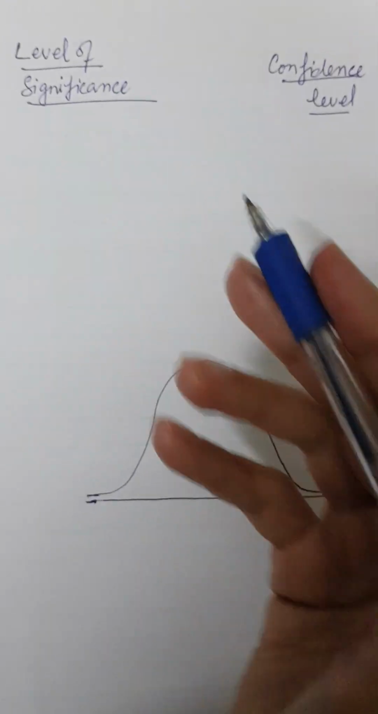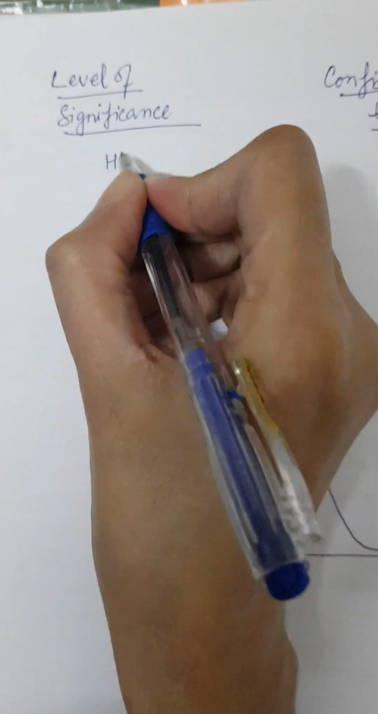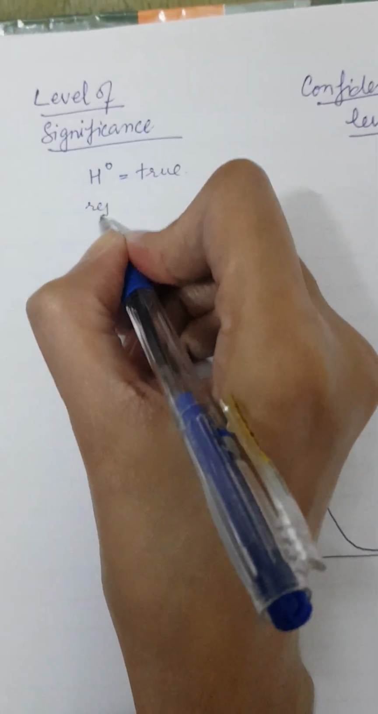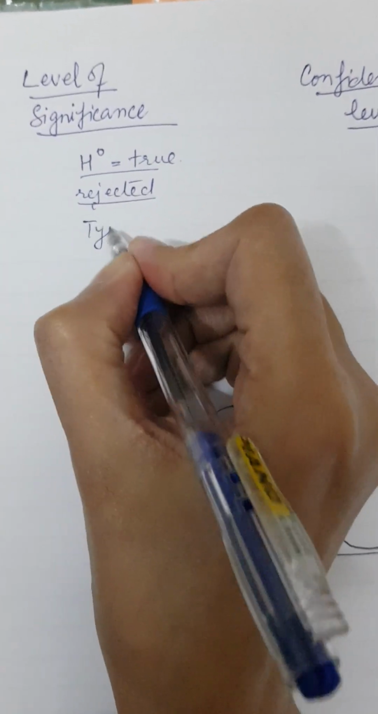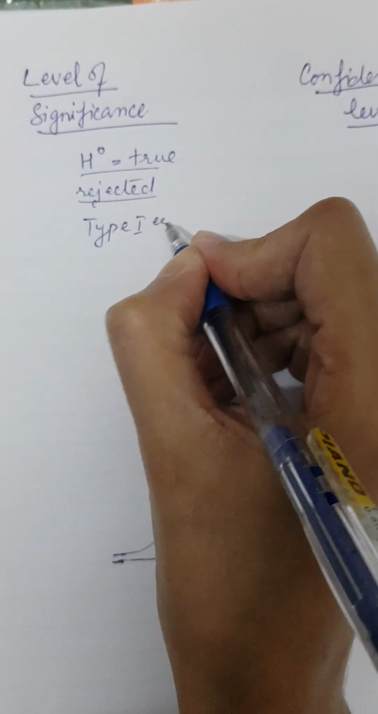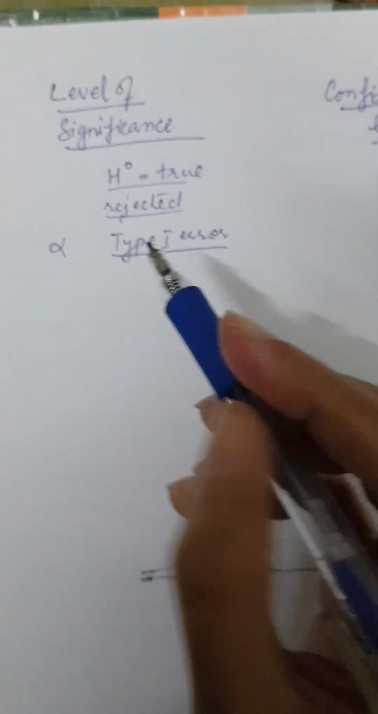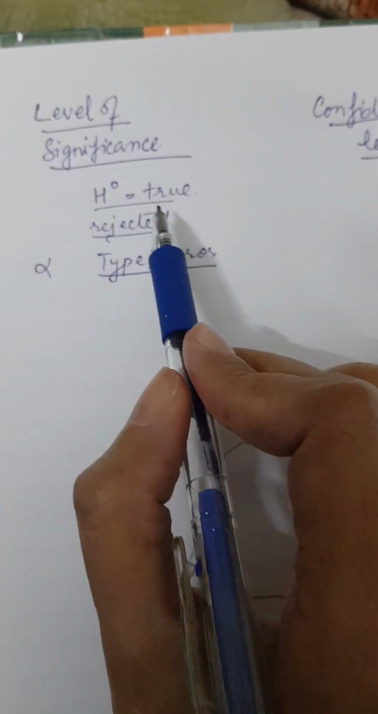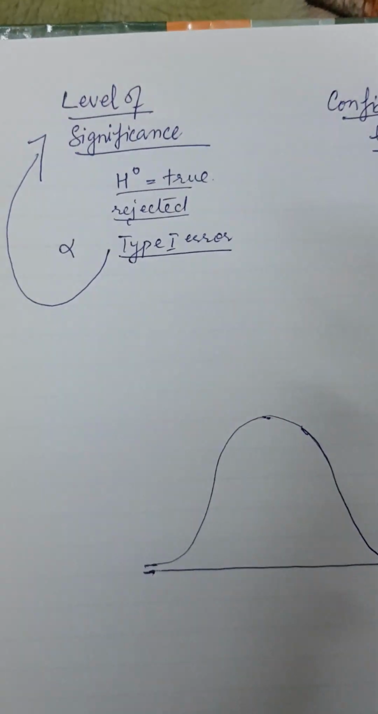The level of significance, as in a previous video we have already discussed, is when the null hypothesis is true but somehow it is rejected. When a true null hypothesis is rejected, this is called type 1 error, and it is also called alpha, the alpha level. Now this type 1 error, that a true null hypothesis is rejected, is called the level of significance.